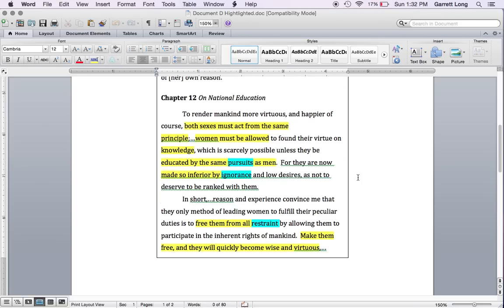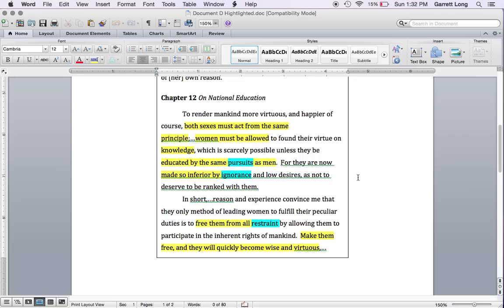Moving on to the last part. In short, reason and experience convince me that the only method of leading women to fulfill their peculiar duties is to free them from all restraint by allowing them to participate in the inherent rights of mankind. Make them free, and they will quickly become wise and virtuous. Go ahead and make those last highlights in the last paragraph. And then I want you to draw an arrow out to the right for our last annotation.